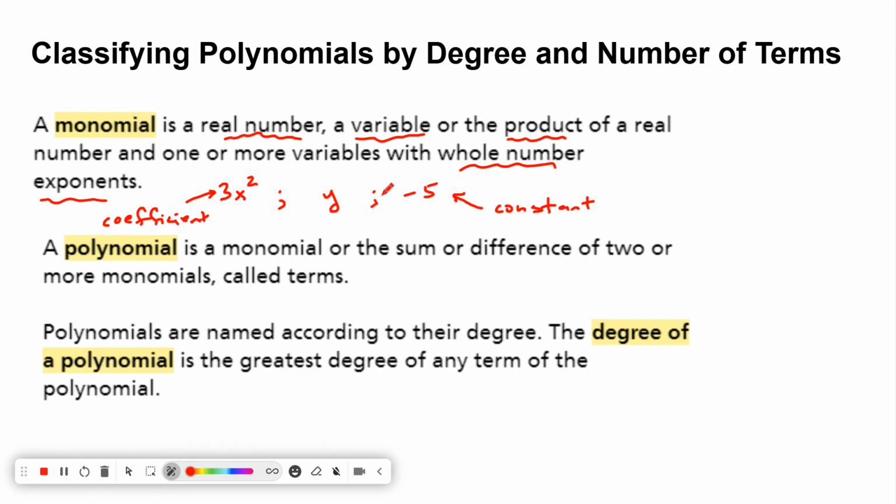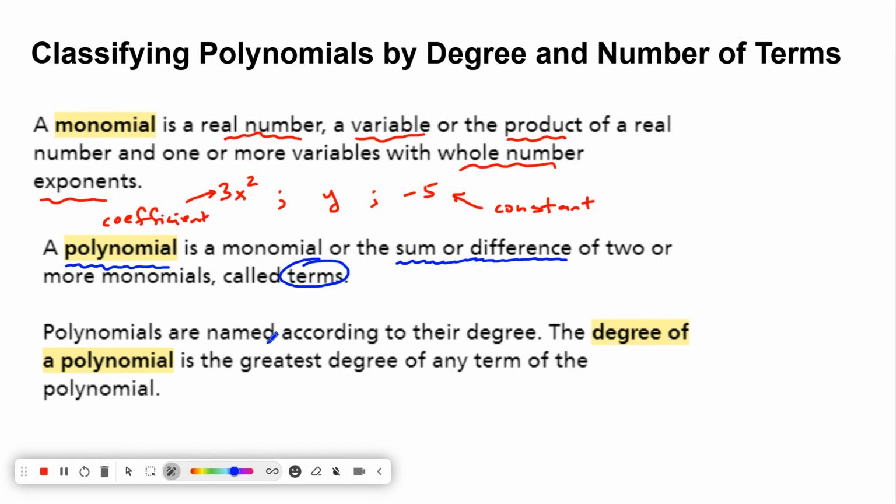Now, if you put a couple of them together with plus or minus signs, now you have what's called a polynomial. Poly means many. So we have a monomial, or the sum or difference of two or more monomials. So again, we're looking for a sum or difference of these monomials. Now, each of the monomials in this polynomial is called a term. And we'll talk about that in a second.